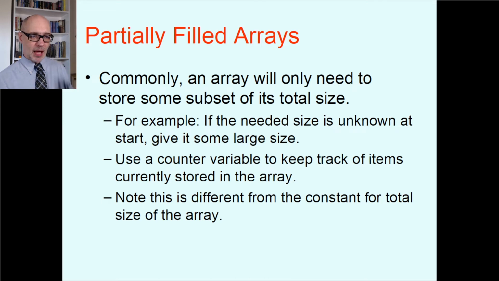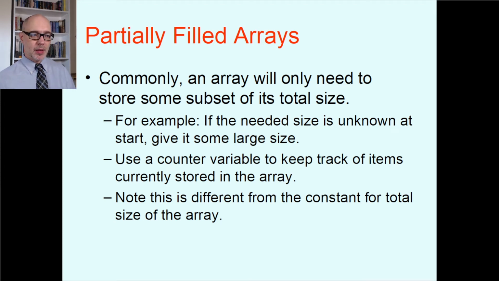Now keep in mind that that variable is different from the constant for the full size. So I might have a constant that says my array is size 100. That's the full size. And then I'll have a separate variable to say, currently I've stored from the user 1, 2, 3, 4, 5 things. So the number of things that have been put into it is just 5 so far. And that is called a partially filled array.